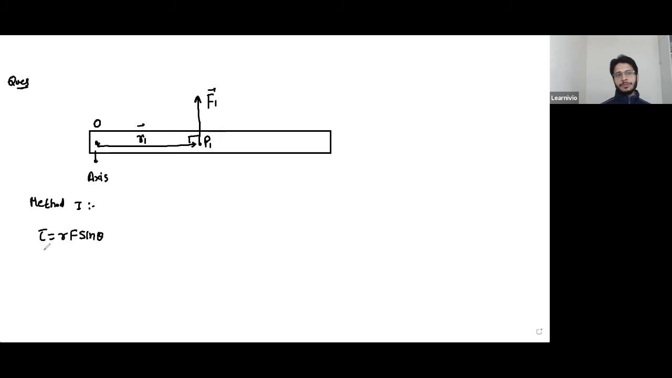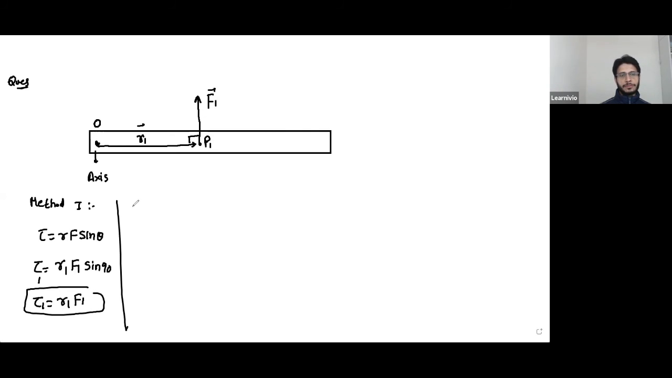Now, if I apply this method, how much is R1? R is the separation between the origin and the point. The separation between the origin and the point is R1. The force which is applied at point P is F1. Angle between R1 and F is 90, so sine 90. So torque at point 1, tau 1, is R1 F1. This is method 1.